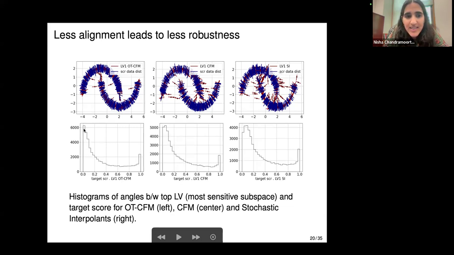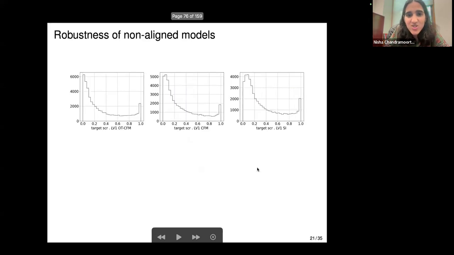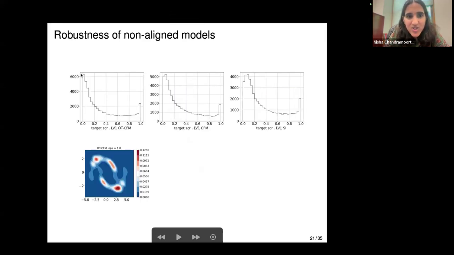In the histogram, you can see that this model seems to be the most aligned, OT-CFM, optimal transport conditional flow matching, compared to conditional flow matching and stochastic interpolants. And it looks like this is how the robustness also behaves, that this is more robust than this and this. I will show you now the histogram of the dot product. So this is really a proxy for alignment. So for alignment being more, you get more robustness.